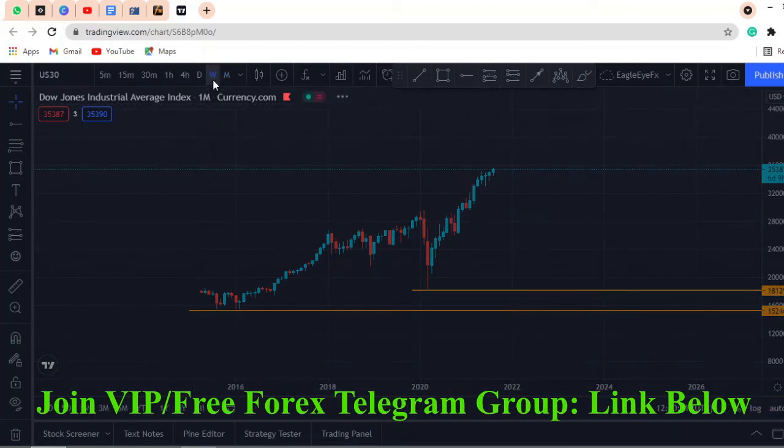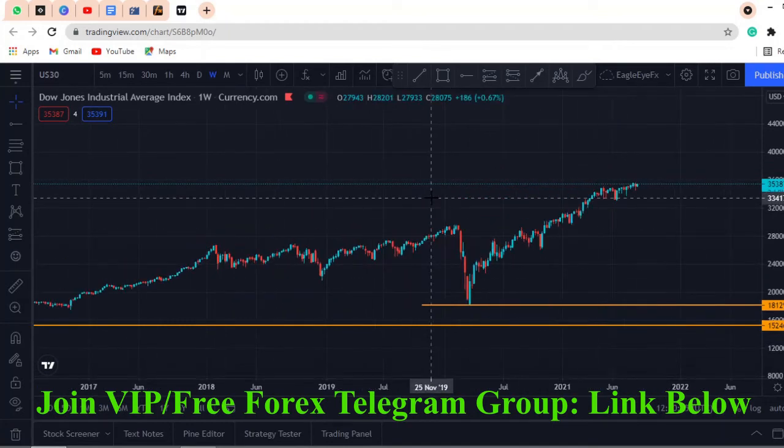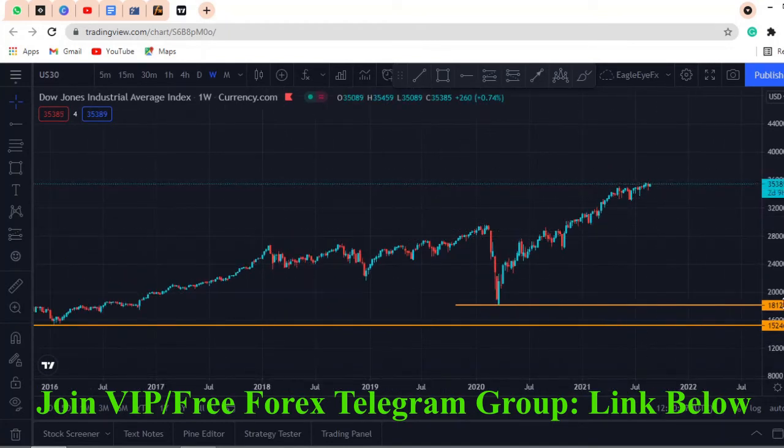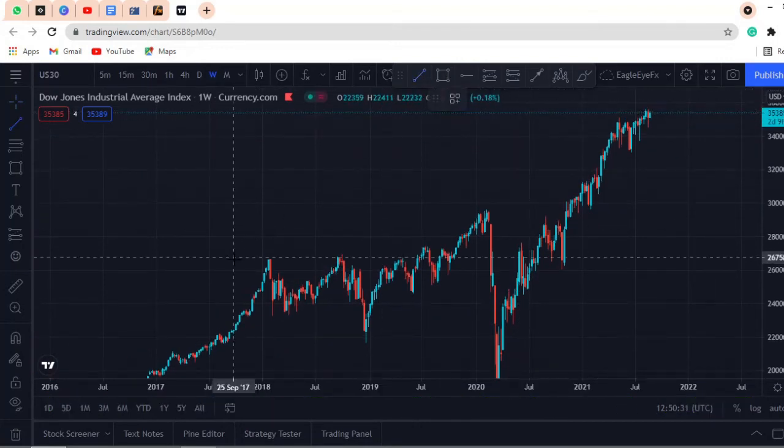Okay, so from the weekly time frame, you see the same movement, same. We can draw this here. Let's see if we can do this.